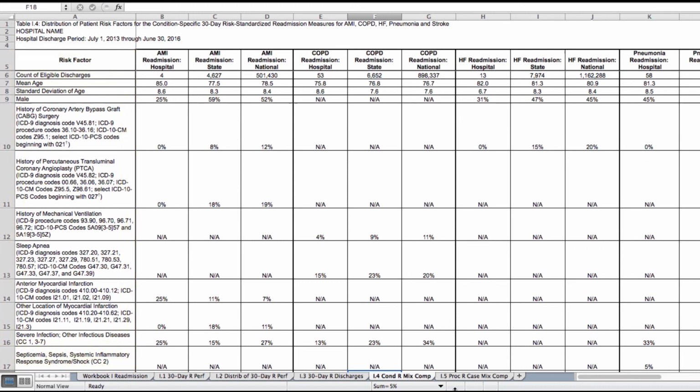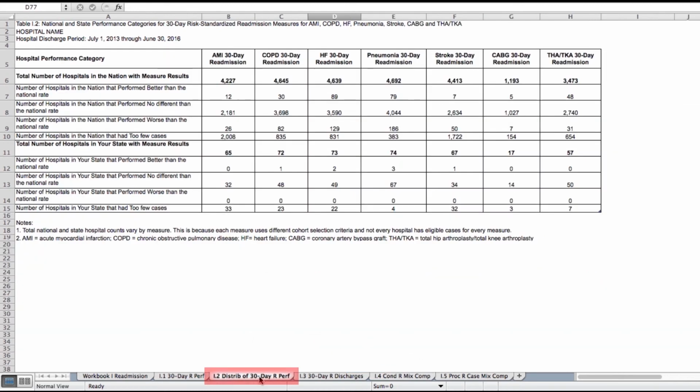For example, in our hospital, 15% of our patients in the COPD readmission cohort had sleep apnea. This statistic is 23% at the state level and 20% nationally. After adjusting for all these risk factors, this tab tells us how our hospital performed compared to other hospitals in the state and the nation.